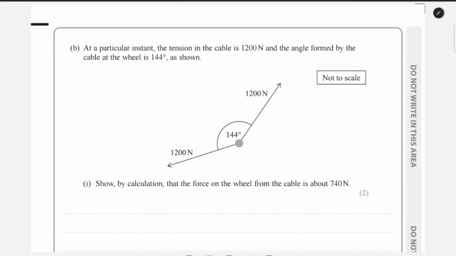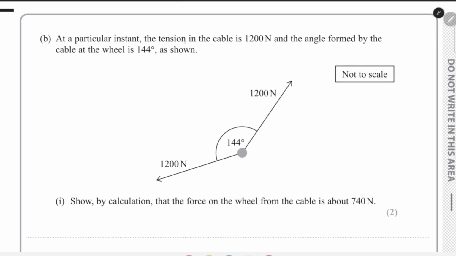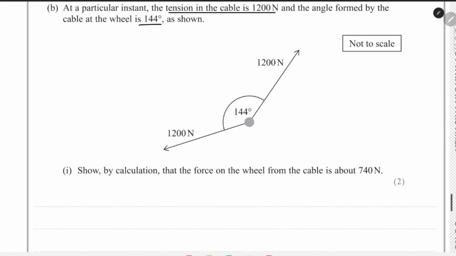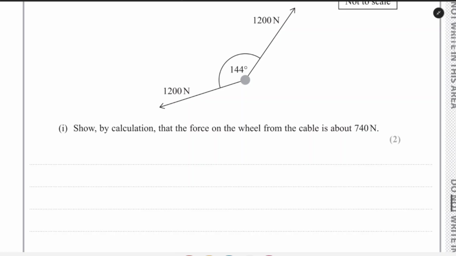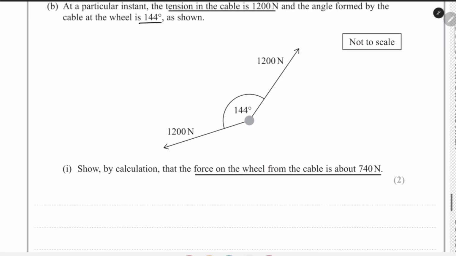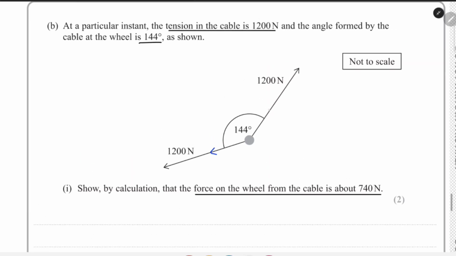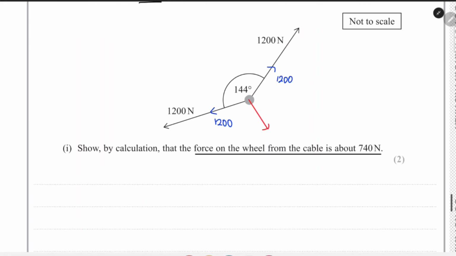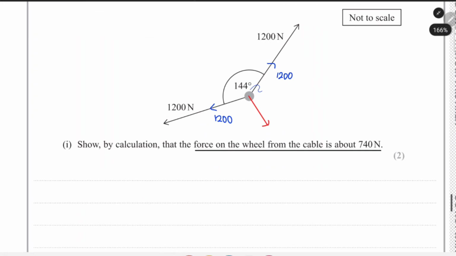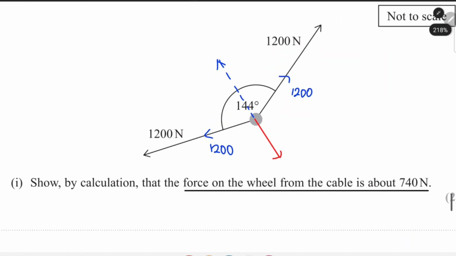Now we have this question over here. We are told that at a particular instant, the tension in the cable is 1200 newtons and the angle is 144 degrees. And we need to show that the force on the wheel is about 740 newtons. So this tension and this tension is 1200, and we basically want to find this force over here. So we need to find the component of the 1200 newtons acting in this direction over here in the dotted line.